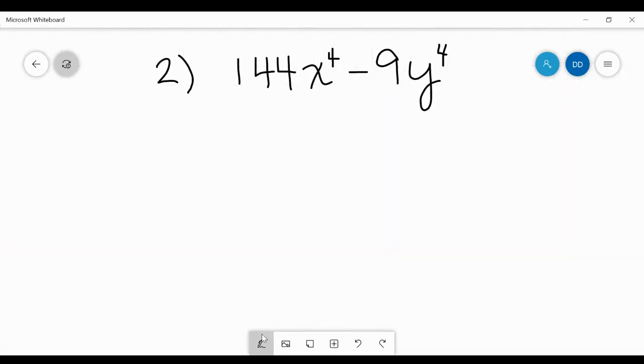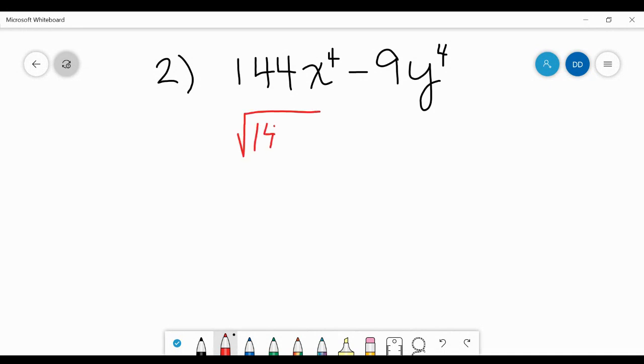So we're going to factor this. This is the difference of perfect squares. We have two perfect squares here, and we have a subtraction sign in the middle. So the first thing I'm going to do, square root of 144 x to the 4th. The square root of 144 is 12. And the square root of x to the 4th, take that exponent, divide it by 2. So it's going to be x squared.